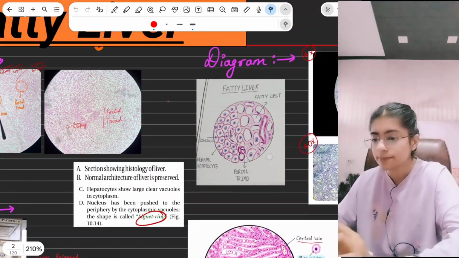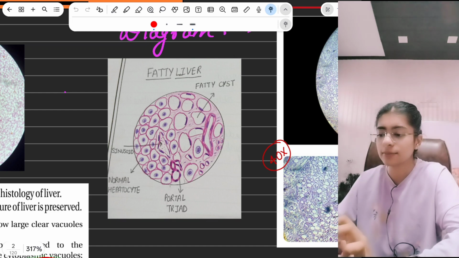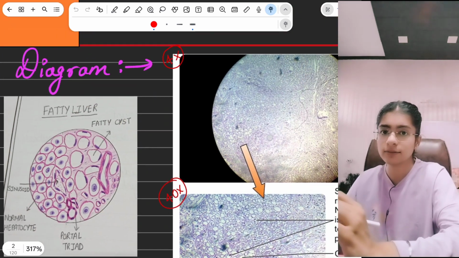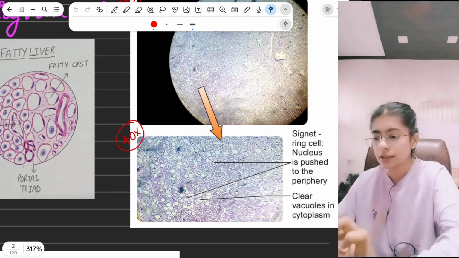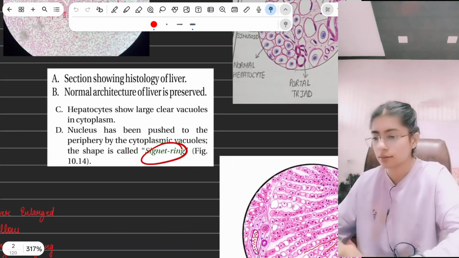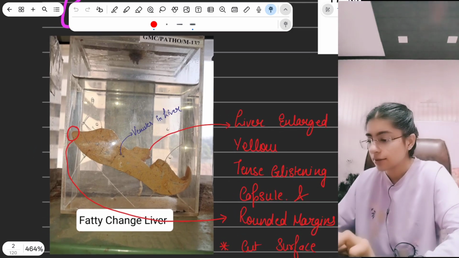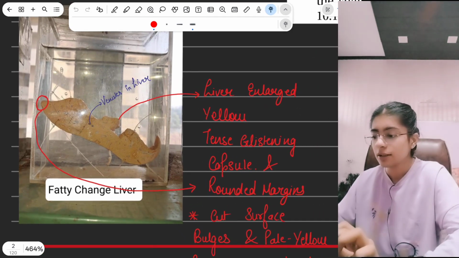Next we have the diagram. The diagram is very simple. This is the normal part and this is the fatty liver part, right? These are some more pictures. Further you can also see this gross specimen.